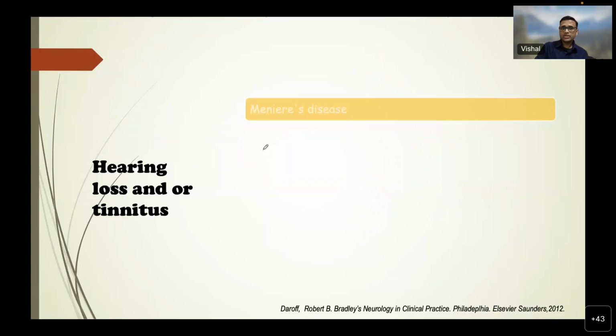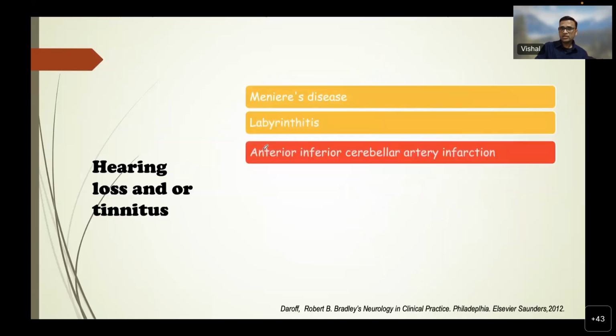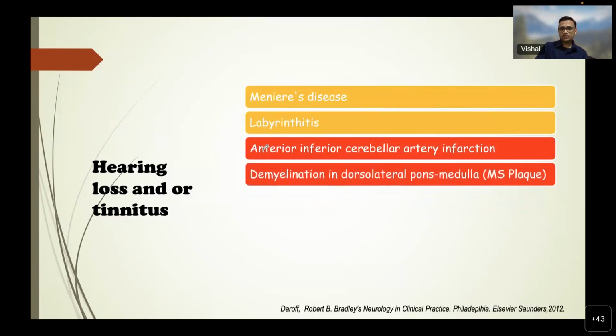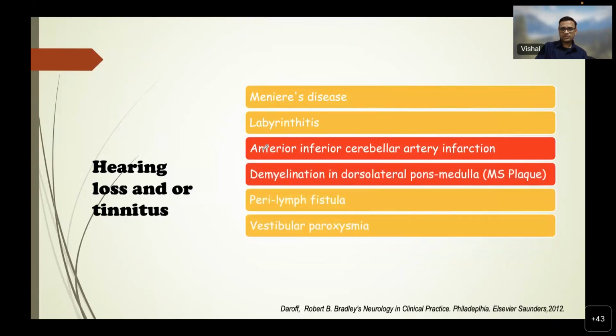Now coming to hearing loss and or tinnitus, these are the differential diagnoses for patients who present with hearing loss and or tinnitus along with vertigo. And the two central etiologies which should be considered are anterior inferior cerebellar artery infarction and demyelination, in the dorsolateral pons. These are the two central things that should be considered.